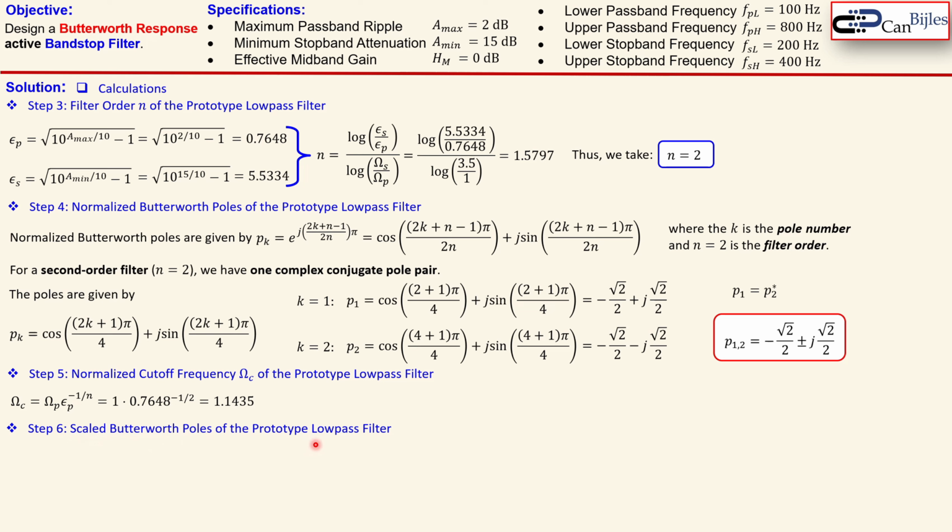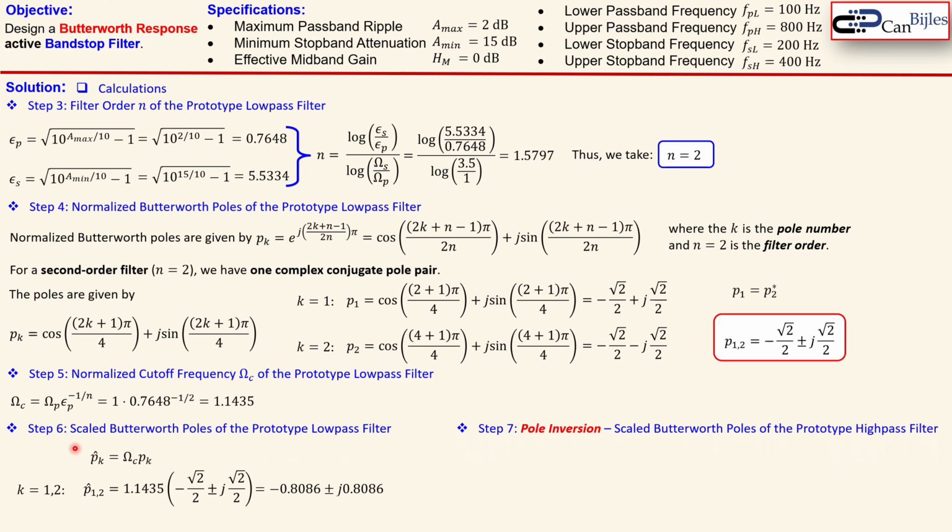Okay, the scaled Butterworth poles of the prototype low-pass filter. That's now the step we also need to carry out. Now we need to scale it up by this capital letter omega sub c. We have our poles, those are here, and we need to scale it up with this value. So we take our poles, we multiply that by this value of 1.1435 we have determined in step 5. And that is just this. So approximately you get now this value. Okay, now we have our pole locations for the prototype low-pass filter, so the scaled.